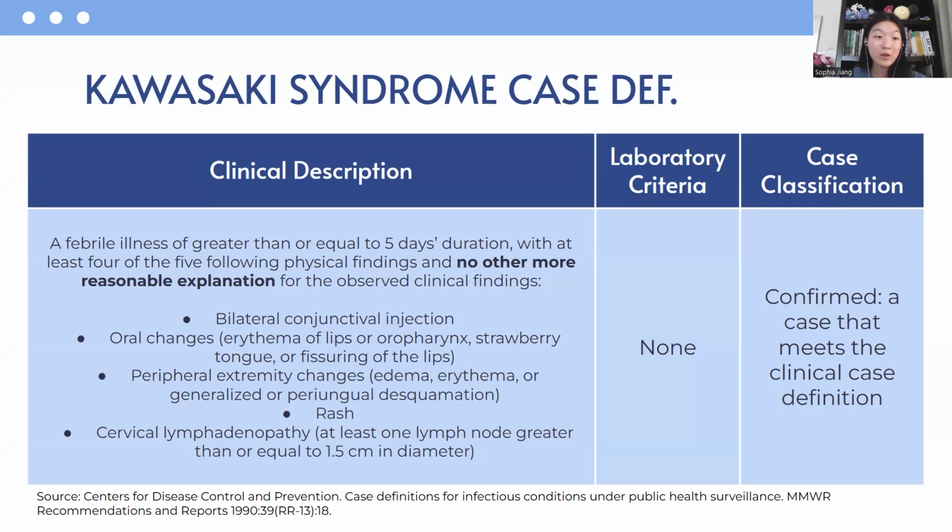So Kawasaki syndrome is a febrile illness of greater than or equal to 5 days duration, with at least 4 or 5 of the following physical findings and no other more reasonable explanation for the observed clinical findings. So this is one where we have the no other more reasonable explanation. So that means we ruled out every single other thing using, most likely, lab confirmation. So here are some of the physical findings that we might have. So bilateral conjunctival injection, oral changes, peripheral extremity changes, a rash, or a cervical lymphadenopathy. And then our confirmed case would be one that meets the clinical case definition and no mention of laboratory criteria.